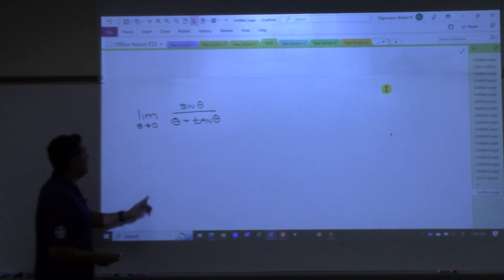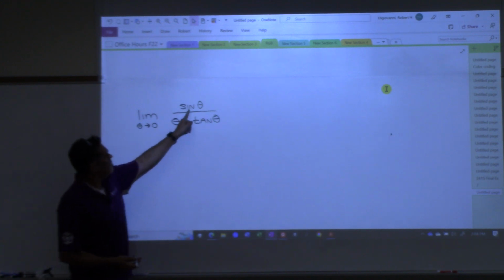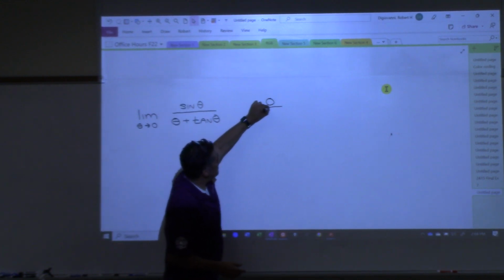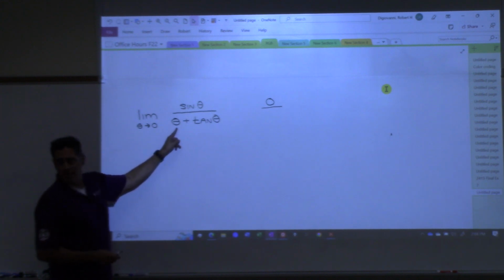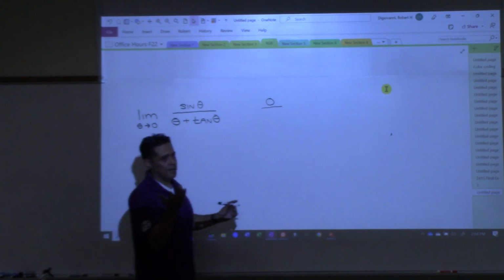All right, let's see what's happening. Theta, we're using theta instead of x. Theta goes to 0. Sine of 0 is 0. The top goes to 0. That by itself is not bad. It's if we get division by 0. Theta goes to 0. That's 0 plus, what's tangent of 0? 0. 0 plus 0 is 0. Now, that is a problem.